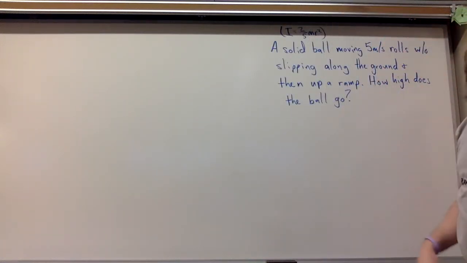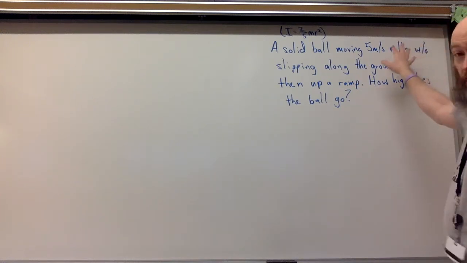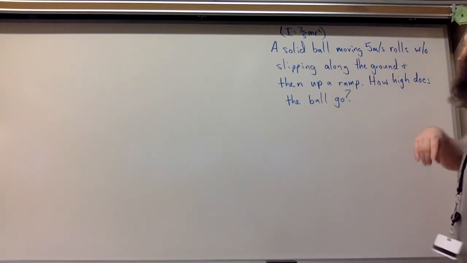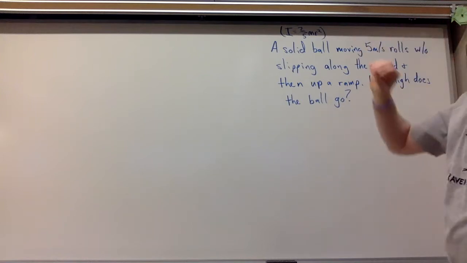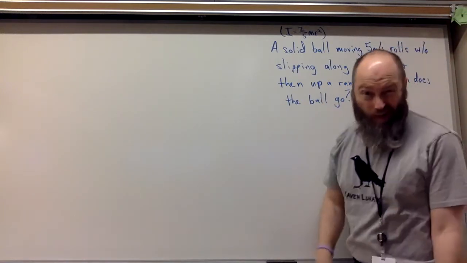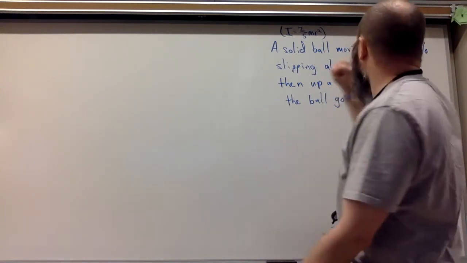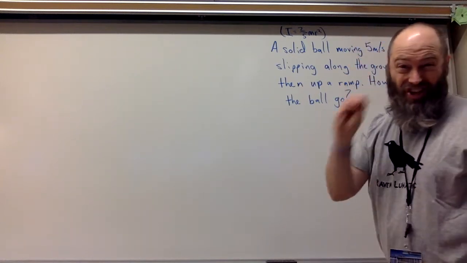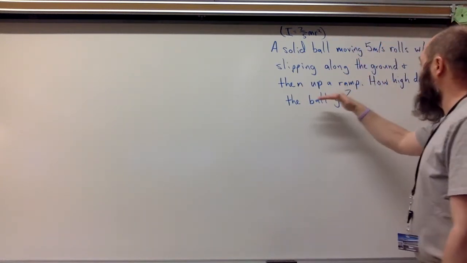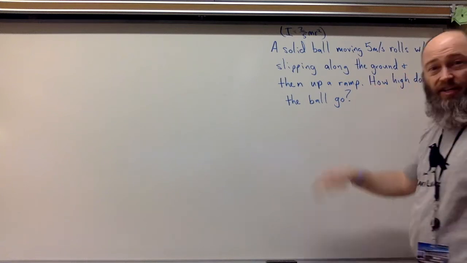It's moving 5 meters per second. It's rolling without slipping. That's also important, because remember we talked about that, and if you don't get it, feel free to go back and look at that previous video about something rolling without slipping. That means that there's hardly going to be any heat along the ground and then up a ramp, and we want to know how high does the ball go.